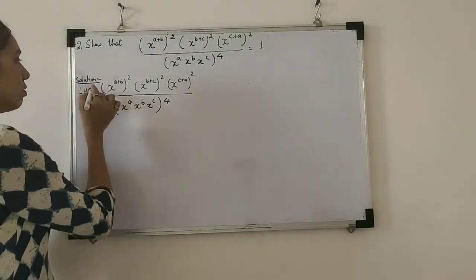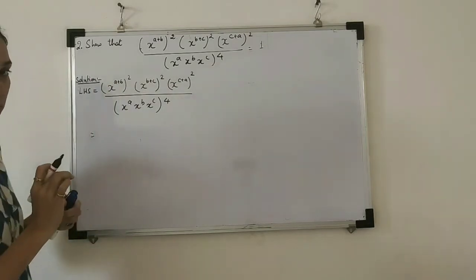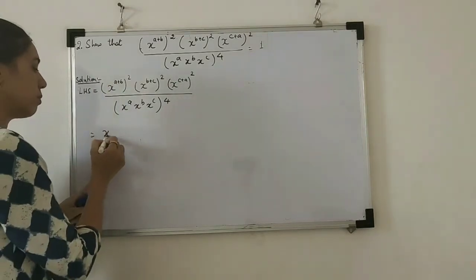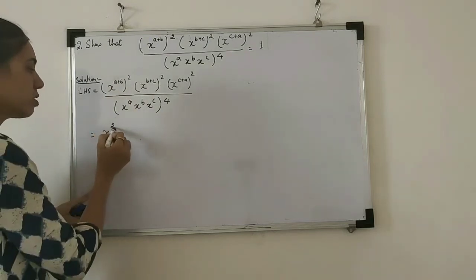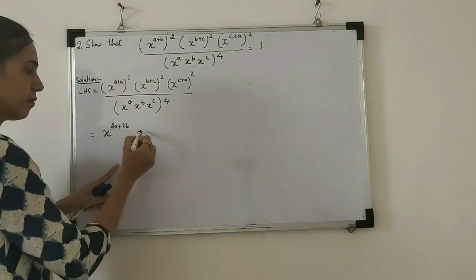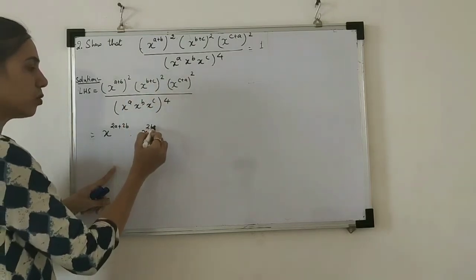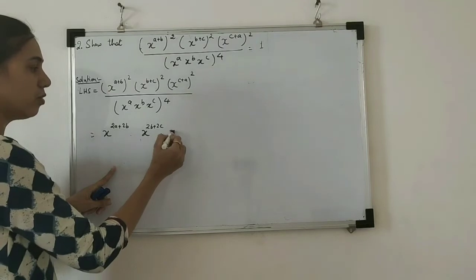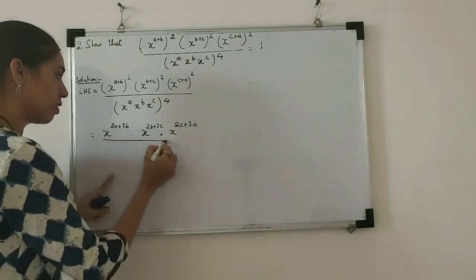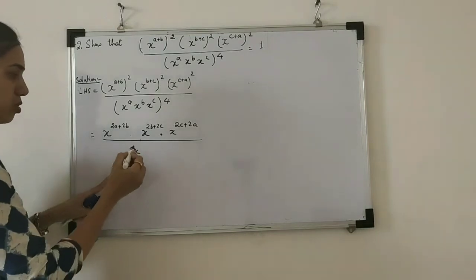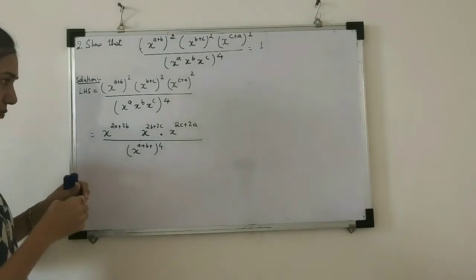Now x raised to m to the power n is x raised to mn. So this can be written as x to the power 2 into a plus b, so it is 2a plus 2b. This is x raised to b plus c into 2, so it will be 2b plus 2c, into x raised to 2c plus 2a, divided by x raised to a plus b plus c whole raised to 4.